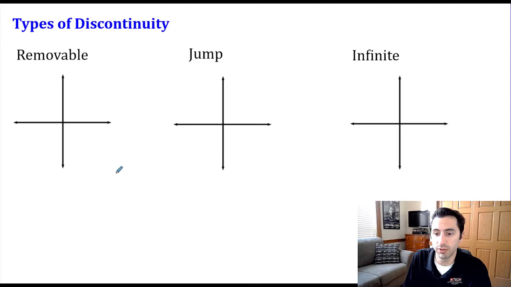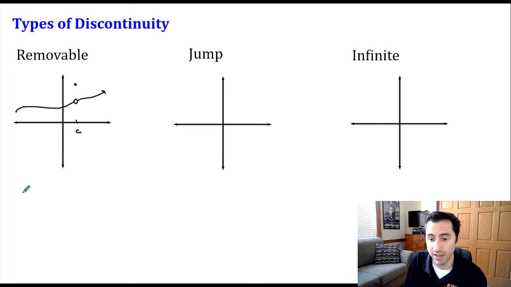Let's start with removable. Just to sketch this out, a removable discontinuity is a function that is pretty much continuous except at a specific point where we have a hole. So let's say that this is the number c. This is continuous everywhere except when we get to c, that point is missing. And maybe that point is somewhere else. So maybe it's up above our graph, or maybe it's undefined at that point. But the graph is continuous everywhere except at that specific point.